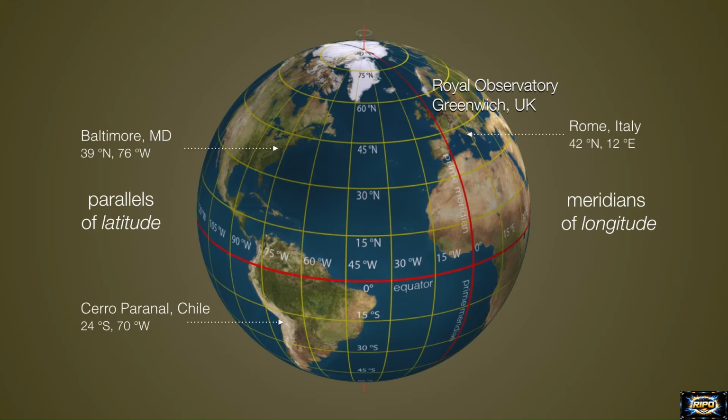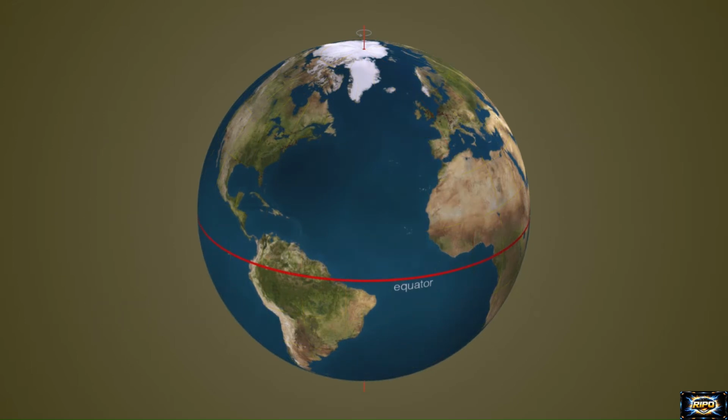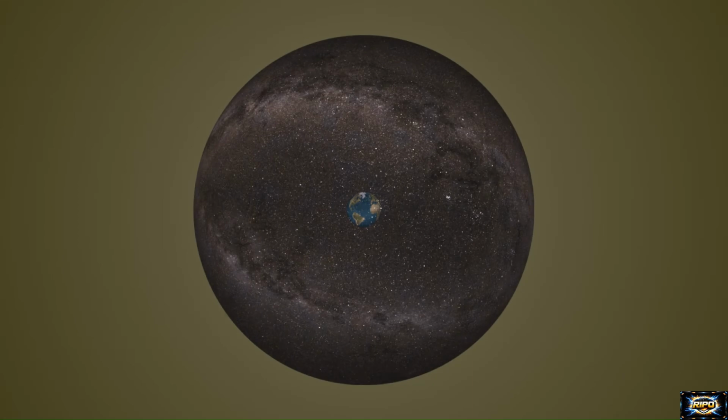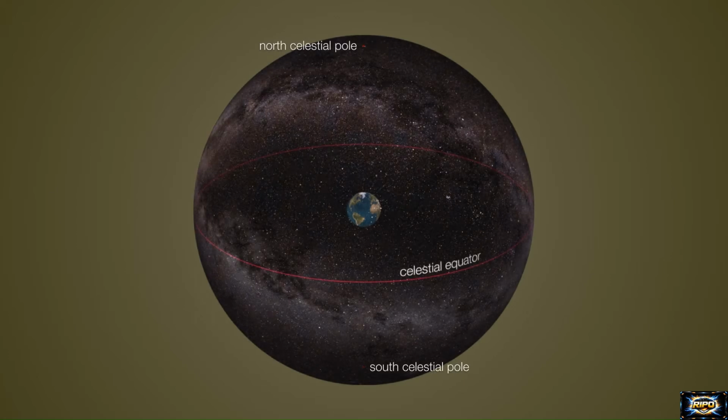And we're going to use an analogous system to define every location in the heavens. So let's bring our Earth inside of the celestial sphere, and we'll once again extend our north and south poles to form the north and south celestial poles. We'll extend the equator to form the celestial equator.